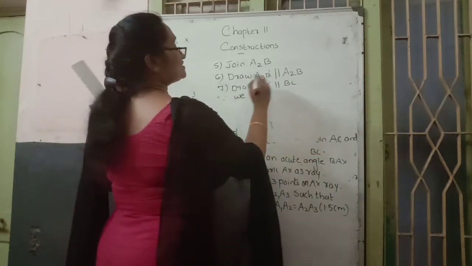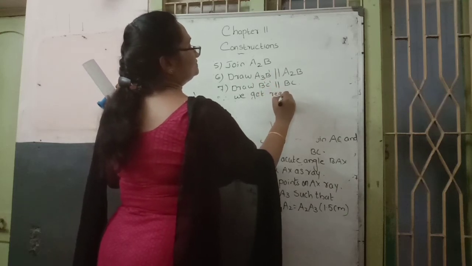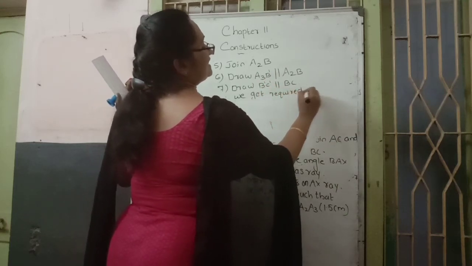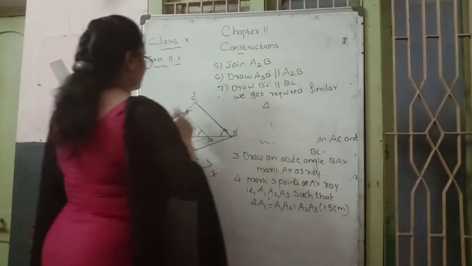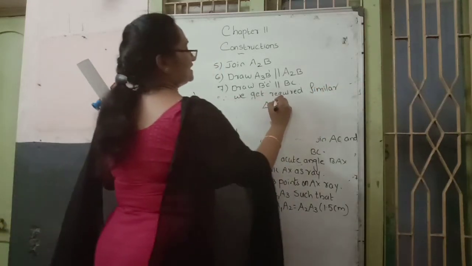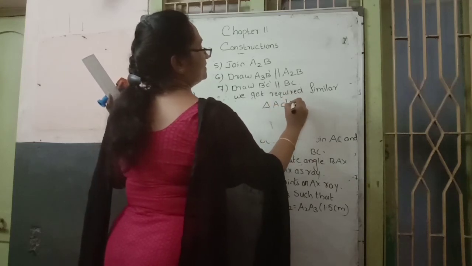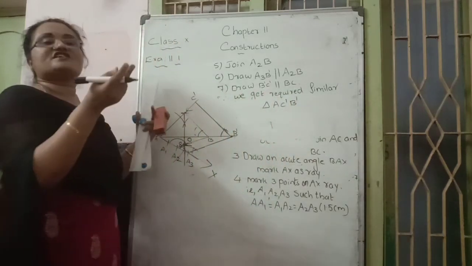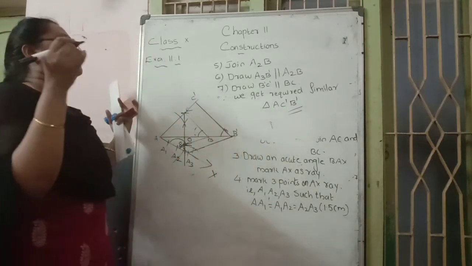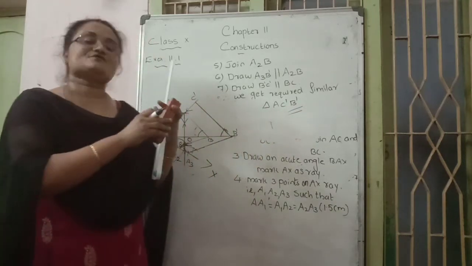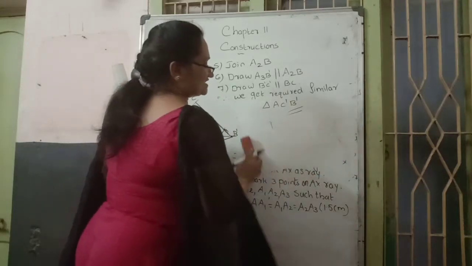Then we get the required similar triangle. Name it as AC dash B dash, or C dash A B dash. Any order you can write. We get the required similar triangle AC dash B dash. This is the required step.